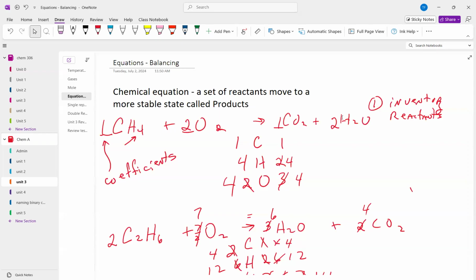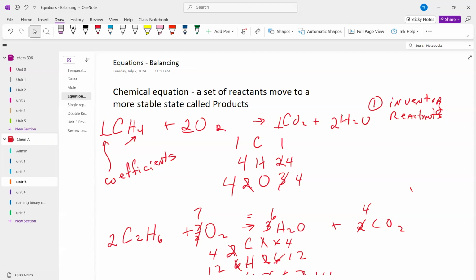Now, put all this together. That's going to be the middle step in every single stoichiometry problem: looking at ratios of coefficients. And that's why we balance it, so that 2 moles of this reacts with 7 moles of oxygen, giving 6 moles of water and 4 moles of carbon dioxide.